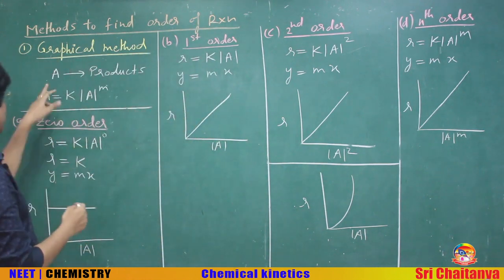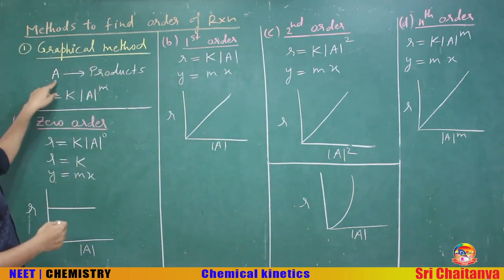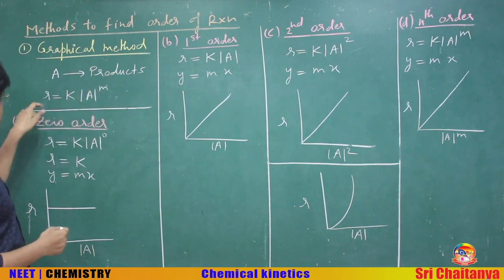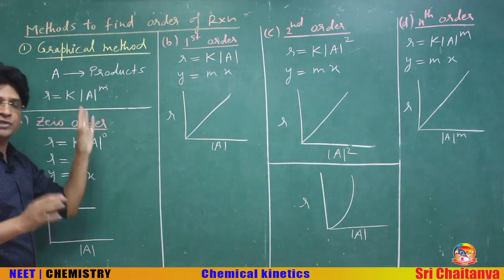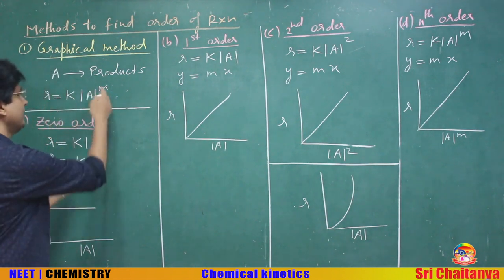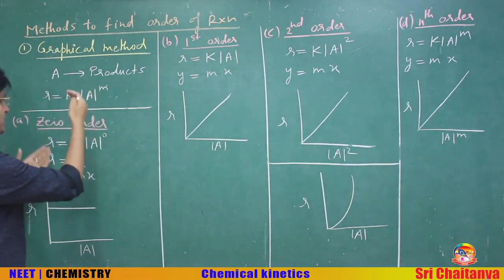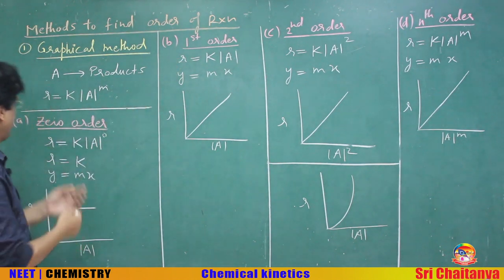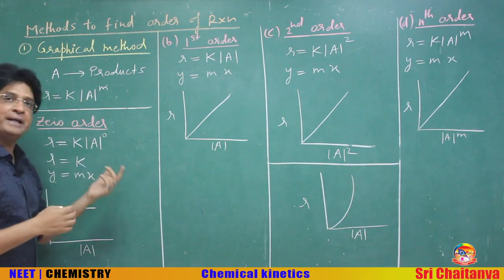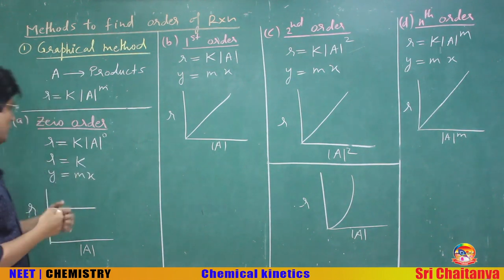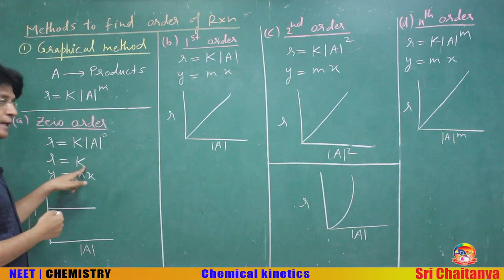Let's learn that. I'm taking a simple example, A giving products, where A is a reactant and the rate law is like R equals K, A to the power of M. Since I do not know the order, I'm putting it as M. Now we'll study the different orders one by one. For a zero order reaction, we know that rate is independent of concentration of reactant. So R will be equal to K.